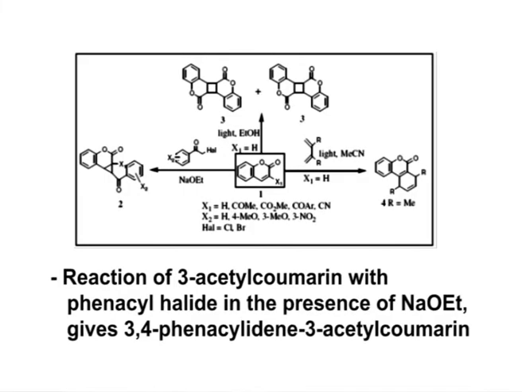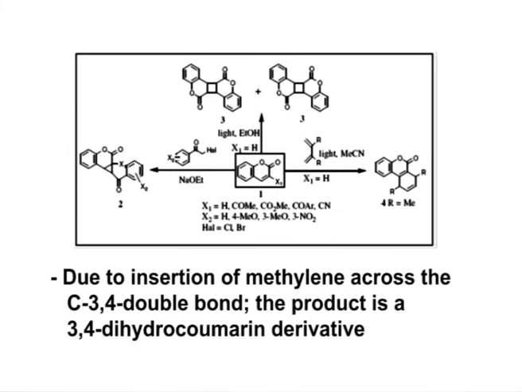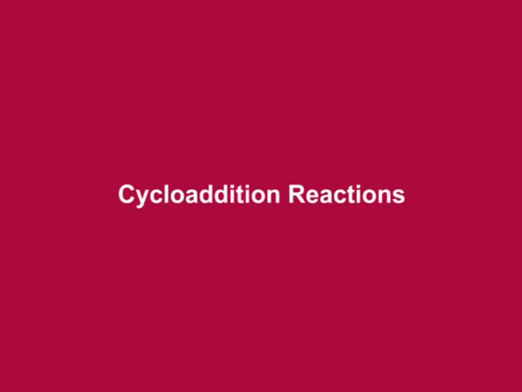Reaction of 3-acetylcoumarin with phenacyl halide in the presence of sodium ethoxide gives 3,4-phenacylidene-3-acetylcoumarin due to insertion of a methylene across the C3-C4 double bond. The product is a 3,4-dihydrocoumarin derivative. Now, we will see the cycloaddition reactions.